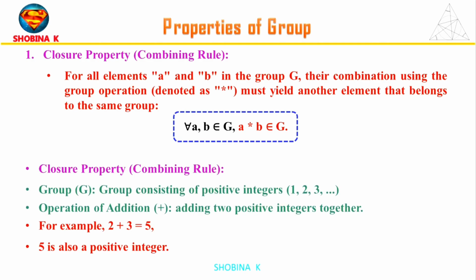Let's see an example. Here we have a set G of positive integers. Also we have a binary operation defined on the group. Here the operation is addition. Now take two positive integers, 2 and 3, and both the elements belong to the group G. So in this case, when you add 2 and 3 using the addition operation, you get 5 as a result. The closure property is satisfied because the result 5 is also a positive integer and it belongs to the same group G, which consists of positive integers. So if you add any two positive integers together, the result will still be a positive integer. And this demonstrates the closure property, that the group is closed under addition. The closure property is a combining rule.